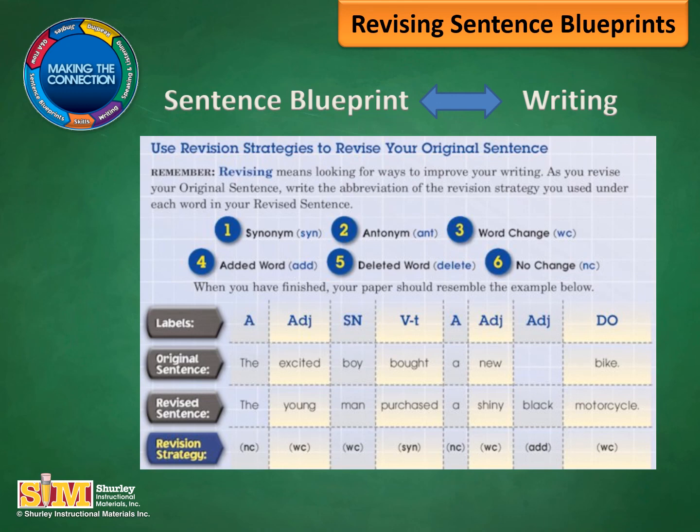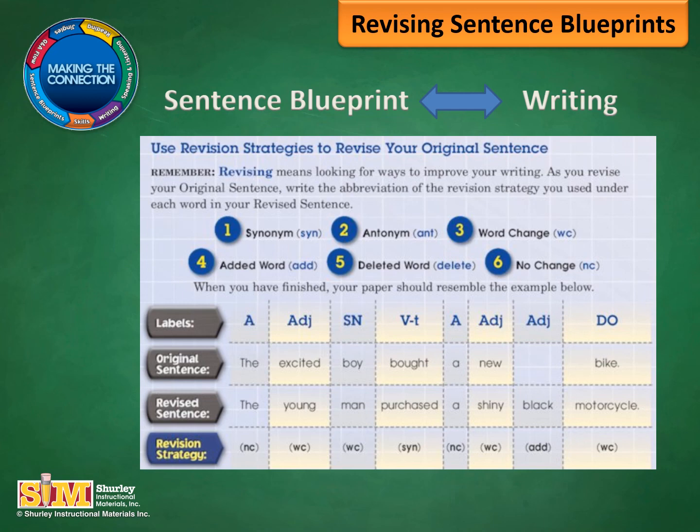Revising means to look for ways to improve writing, and the first step is to strengthen the word choices that have been made, if possible. Students will be taught to go through each word in the original sentence and think about changes or improvements they want to make. They learn to think about what they really want to say and what might interest the reader.